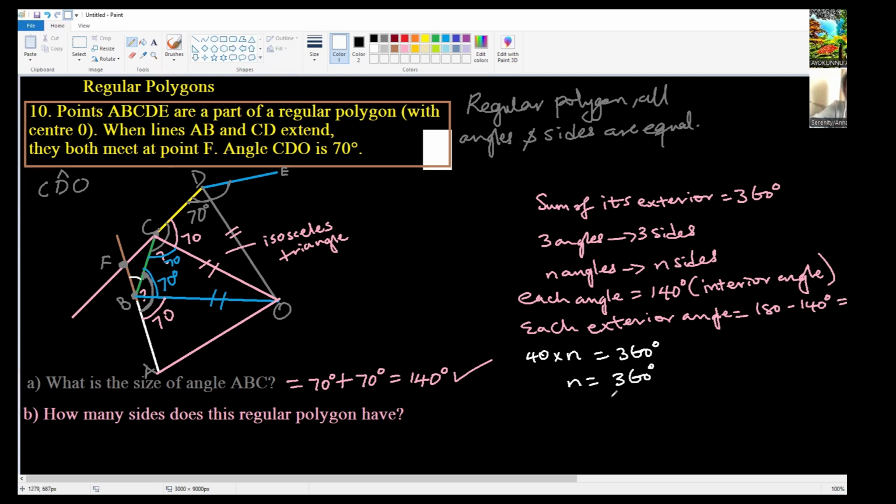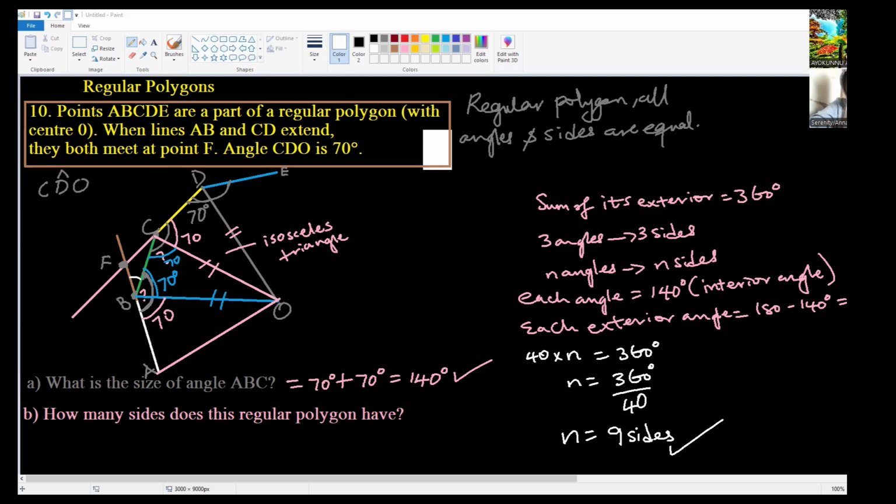So, 360 over 40, because it's 40n. So n is going to be 9 sides. How is it 9 sides? That's because 360, you started tapping again, okay? 360 divided by 40 equals 9. That's where I got 9 sides from. Is that clear? Yeah. Okay. Let's look at the next one before I ask you to explain the whole details.